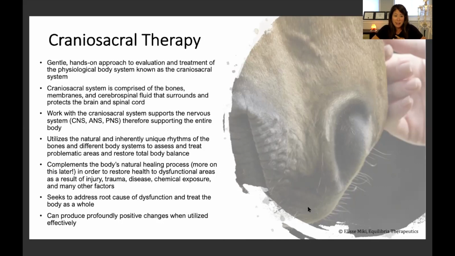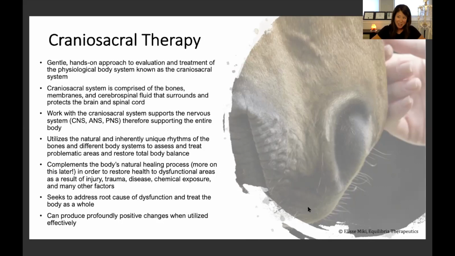Cranial utilizes the natural and inherent rhythms of the bones. So the bones actually have their own movements that they're going through cycles of every single minute. We're going to teach you guys how to pick that rhythm up and then utilize it to treat. And we can determine areas of restriction or areas that are lacking balance just by understanding how to pick up that rhythm. The great thing about cranial is we're just complementing the body's natural healing process.